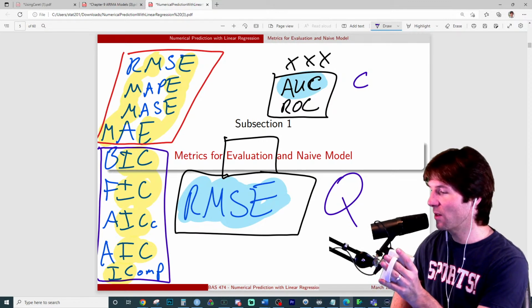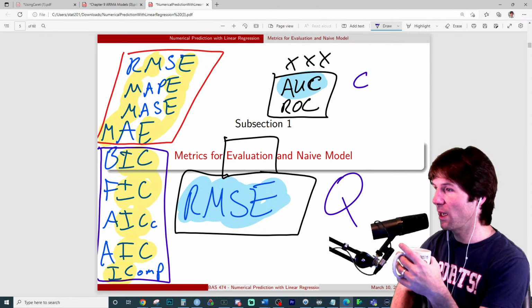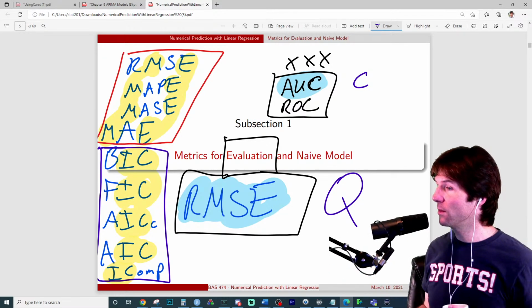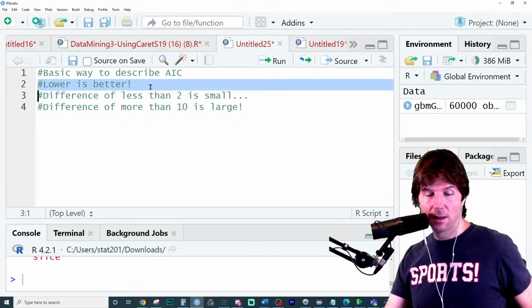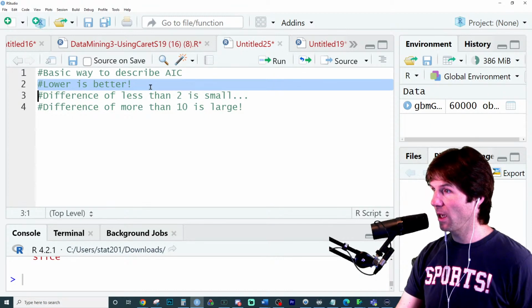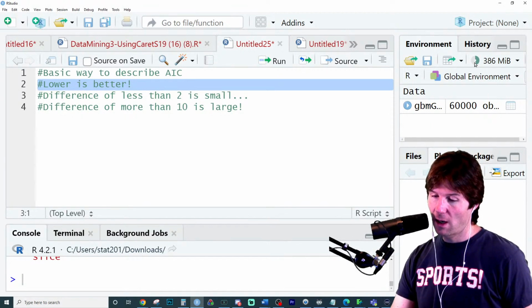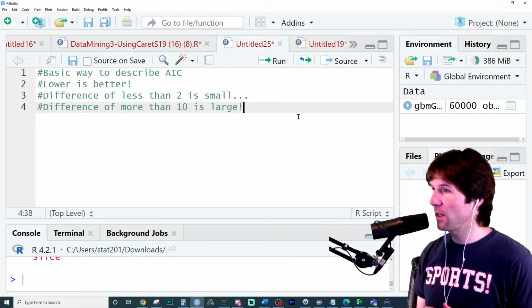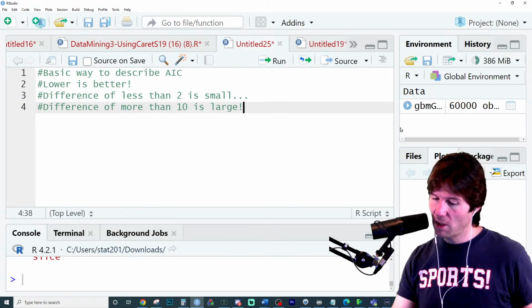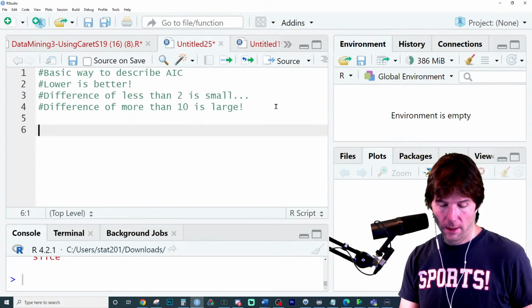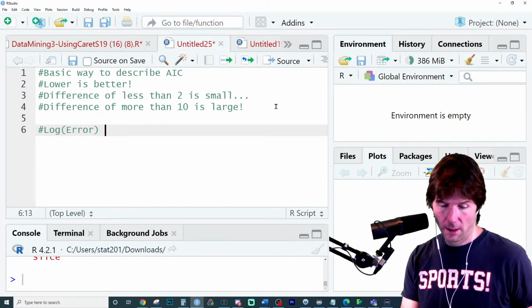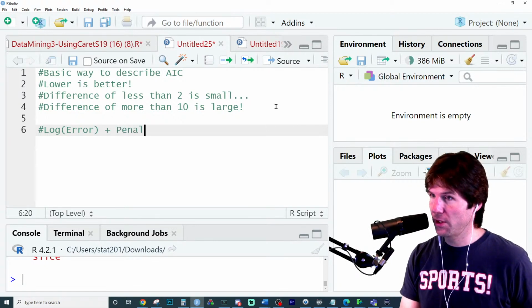Does that make sense? The AIC could just be used to say, how's my model doing? Is it a good model? Is it a bad model? And when we use AIC, the lower it is, the better it is. The lower the AIC, the better. And it's kind of easy to understand the equation. The equation for AIC could be summed up the following way. It's simply going to be the log of the error, plus a penalty for variables.